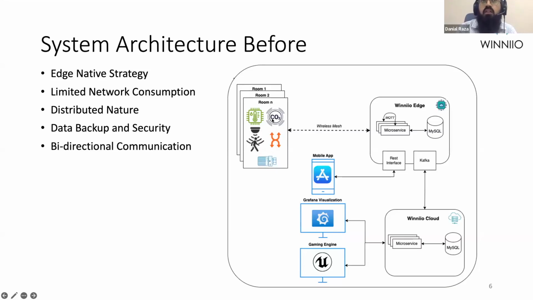And then we have the building that I showed you, where we have roughly 49 rooms with all of these sensors placed. These are all connected through a wireless mesh. Then we have a system and an edge gateway placed in the building where we run all our services. So Winniio, as a philosophy, goes with an edge native strategy. Everything we do, we try to do edge native first, and that is our motto.